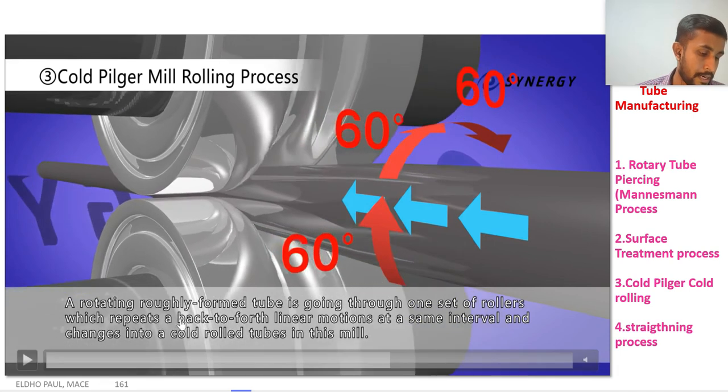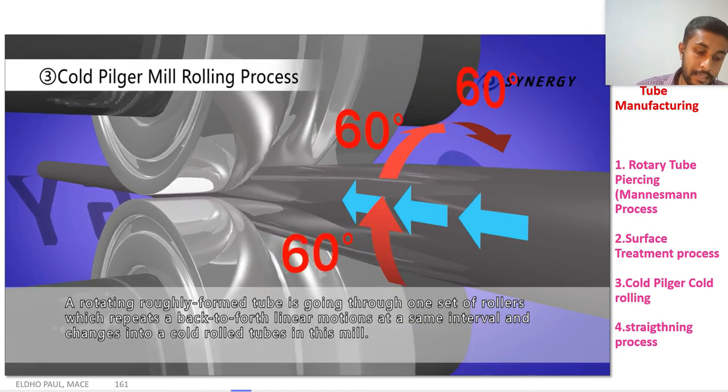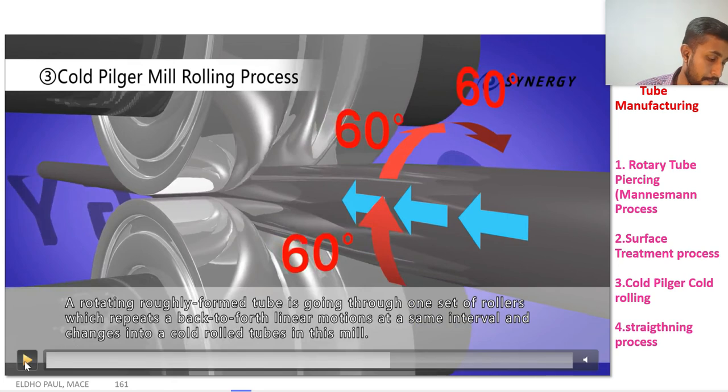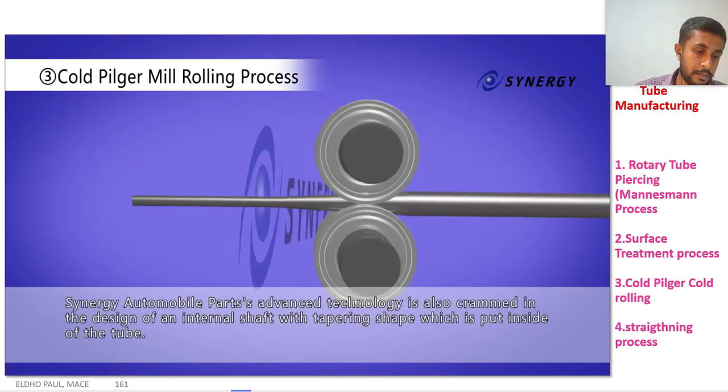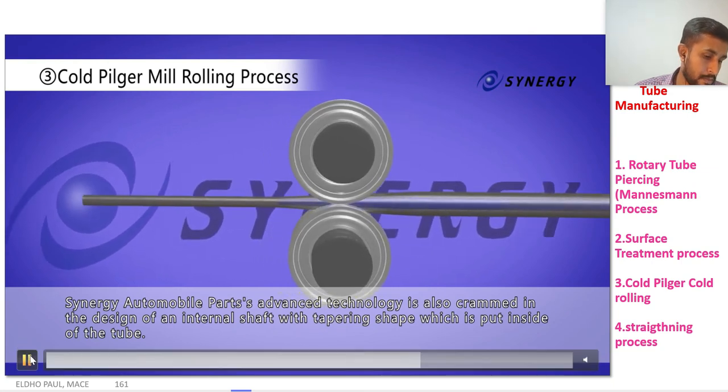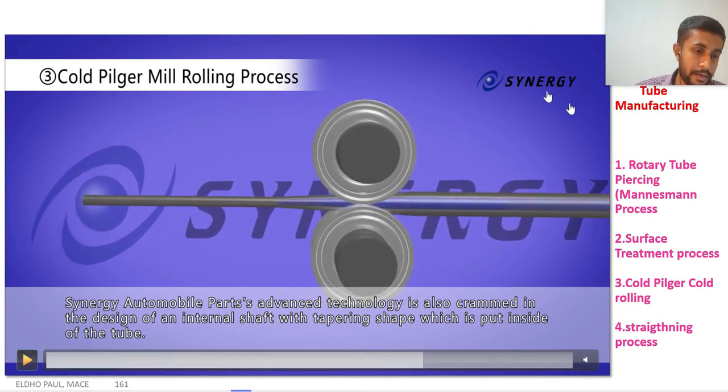A rotating, roughly formed tube is going through one set of rollers, which repeats a back and forth linear motion. So these rollers are moving back and forth in linear motion at the same set interval, and it changes into cold rolled tubes in this mill. So it's moving 60 degrees. So this is actually one product from Synergy automobile parts produced using this process.